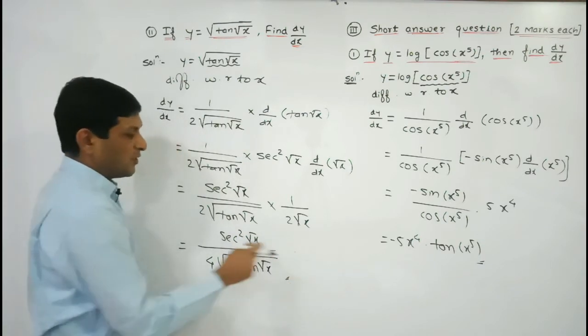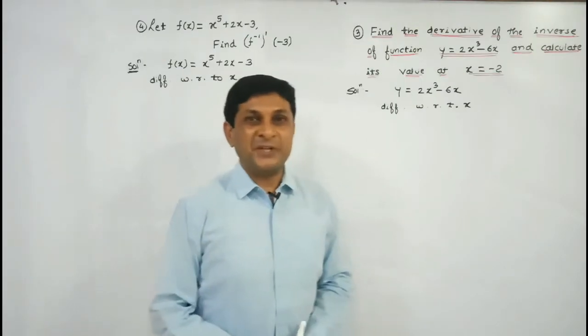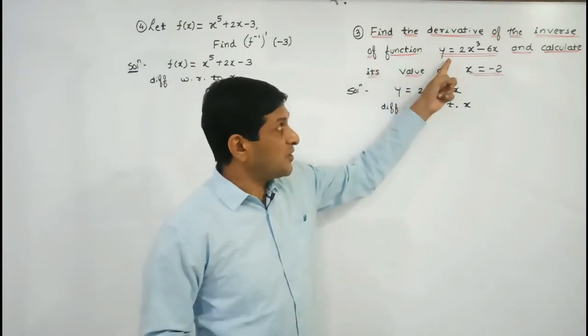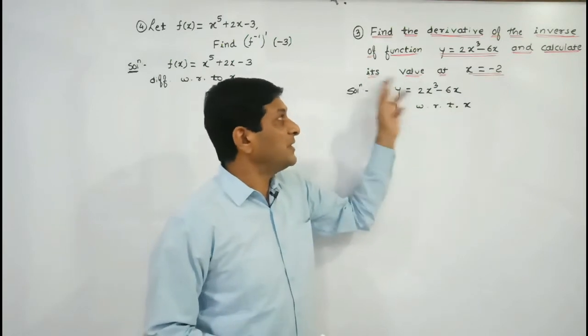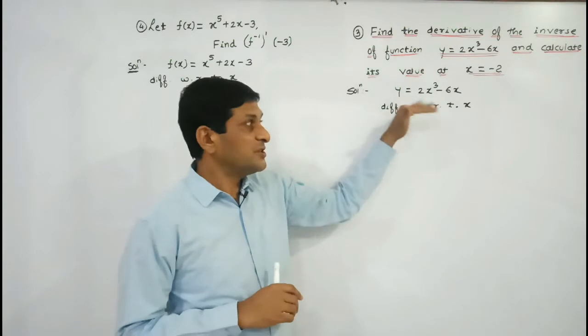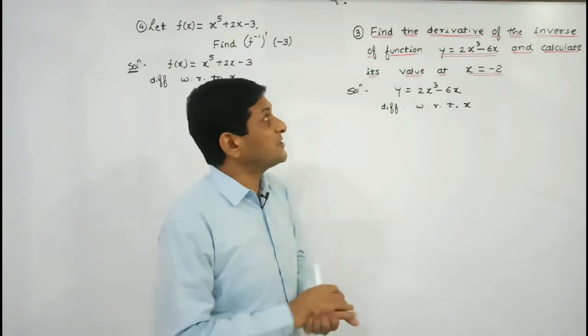In this way we have got the differentiation of this function. Now see question number 3. In this question we have to find the derivative of the inverse function of y is equal to 2x cube minus 6x and calculate its value at x is equal to minus 2. So first, a function is given to us, and we have to find the differentiation of its inverse function.